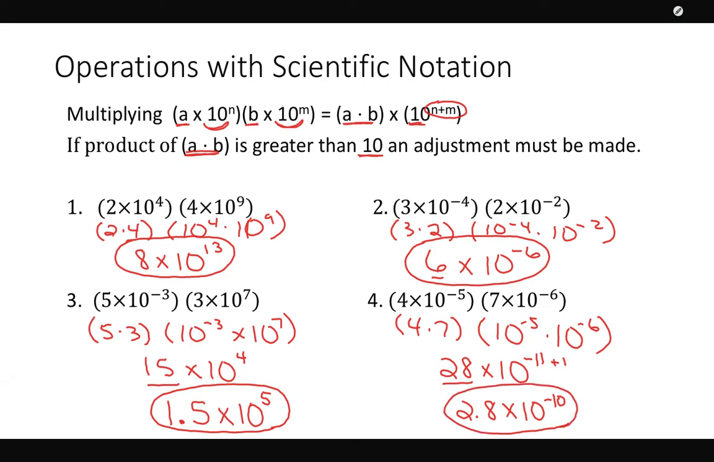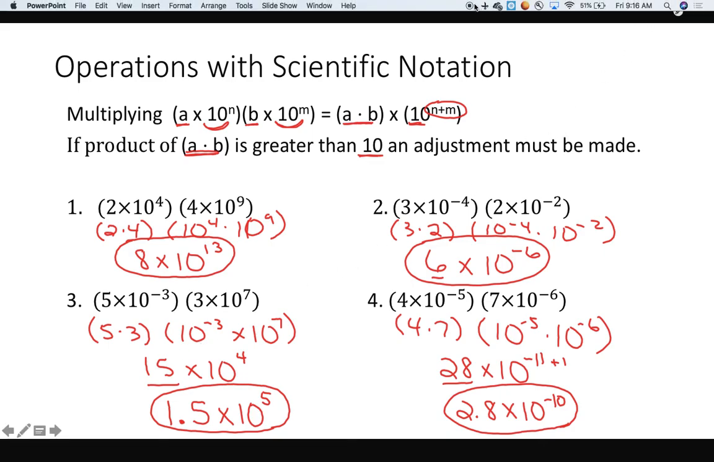So when we're multiplying scientific notation numbers, the biggest thing is you multiply the whole numbers out in front, and then you add the exponents. And if that whole number out in front is greater than 10, then an adjustment must be made to put it into proper scientific notation.